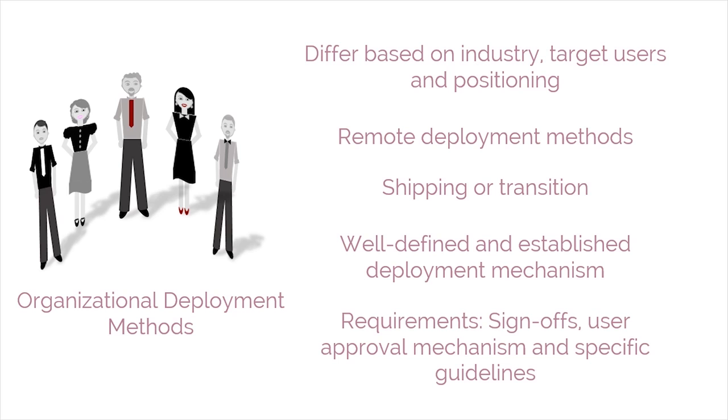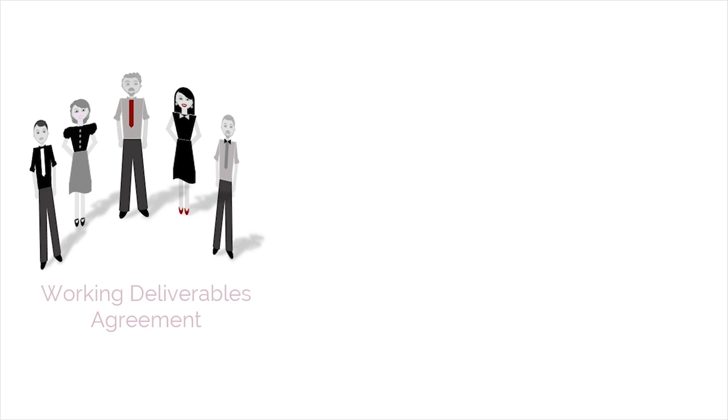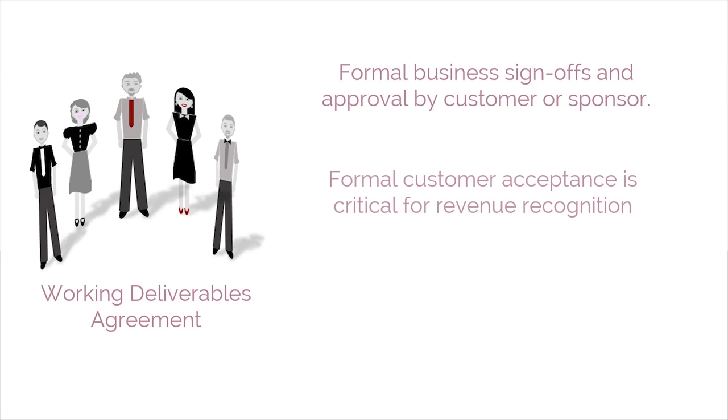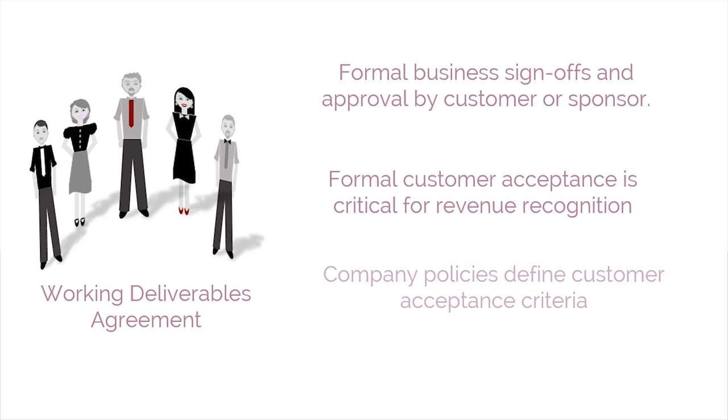Now that we have seen the main inputs and tools, it's time to check the outputs of the process. Working Deliverables Agreement. This is the output generated by the process Ship Deliverables. Deliverables that meet the acceptance criteria receive formal business sign-off and approval by the customer or sponsor. To get formal customer acceptance is critical for review recognition, and the responsibility for obtaining it will be defined by the company policies and is not necessarily the responsibility of the product owner.